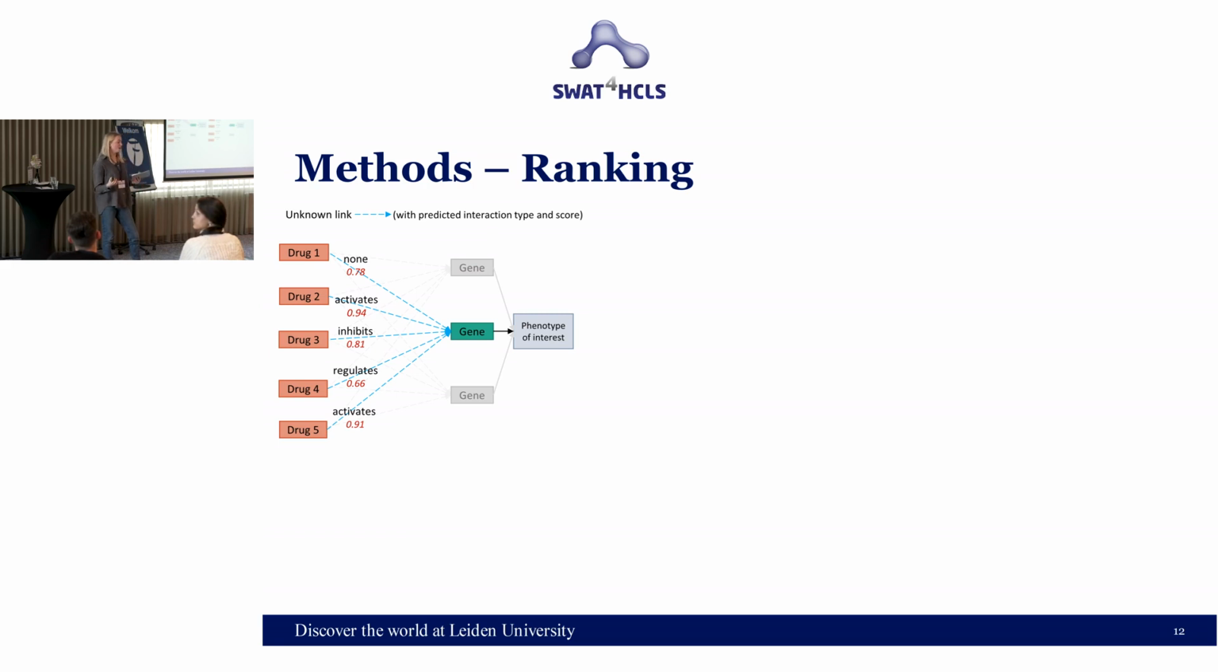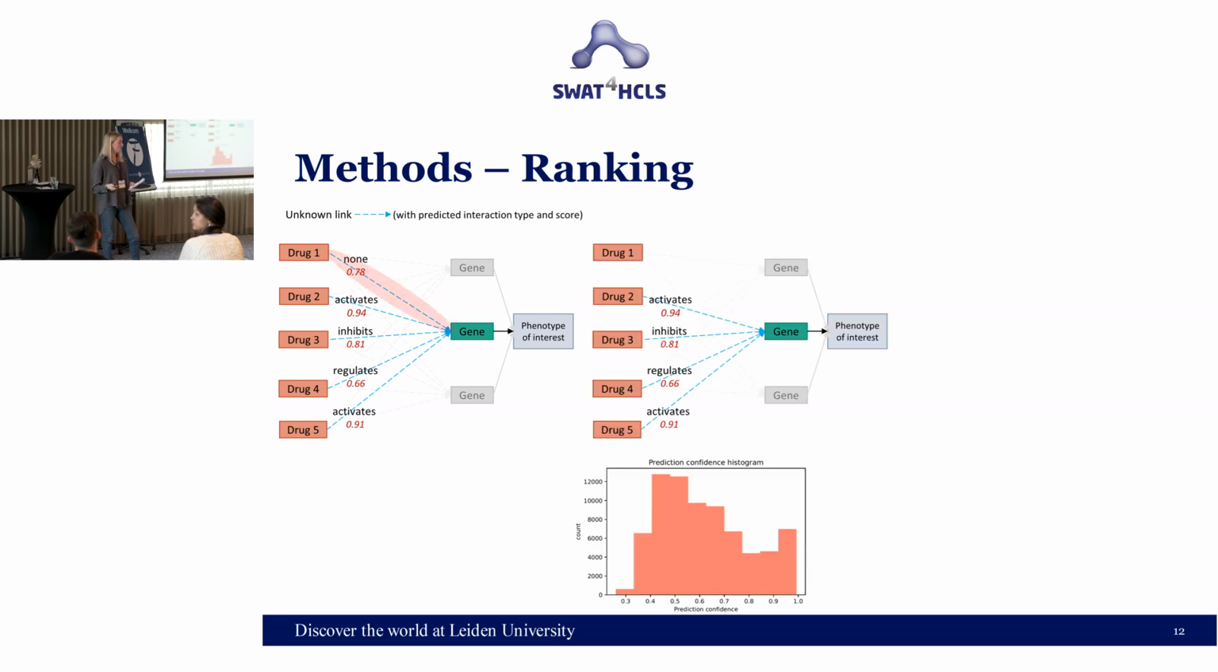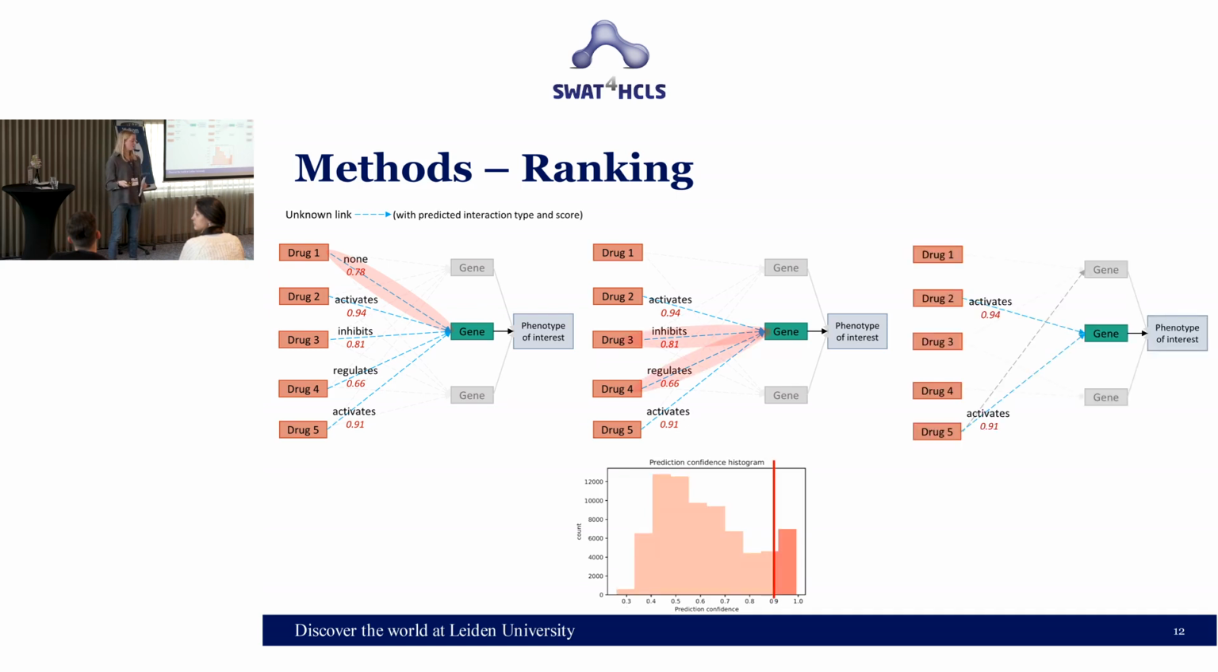So we need a way to only find the best predictions and then rank them in some way. So we decided to only keep the best predictions by removing all the predictions that have a confidence score lower than 0.9. And then out of these best predictions, we group by drugs and look at the amount of interactions these drugs have with all the genes.